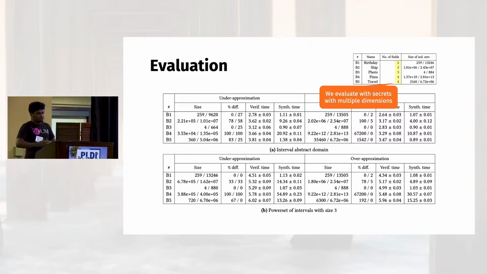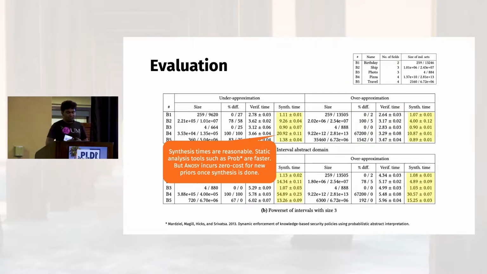And so we verify all those claims that we made. We do that with a few problems that existed in the literature before, and these problems have secrets ranging in 2 all the way to 4 dimensions. And we evaluate these with intervals or power set of intervals. Our synthesis times are reasonable, but it's a compile time cost, which means you pay that cost once, but at runtime it's almost zero cost. Whereas existing tools like Prob, you have to run the abstract interpretation over and over again. So asymptotically we're faster, but there's an upfront compile time cost.